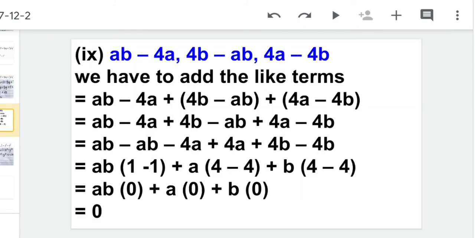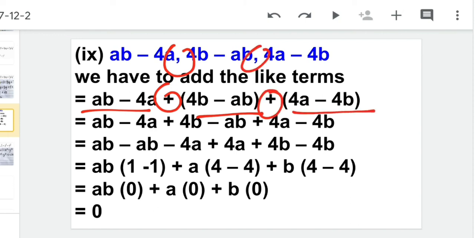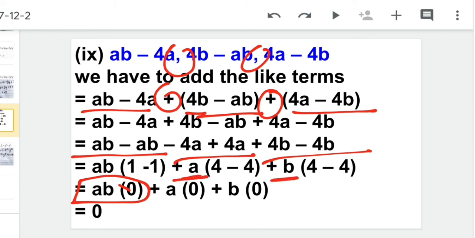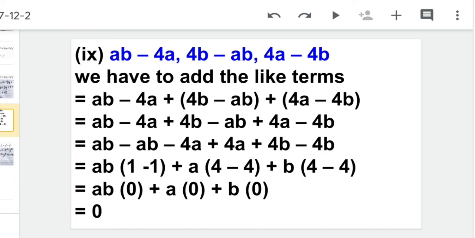Next part is ab minus 4a positive, ab minus ab positive, ab minus 4a minus 4b. Now we have to write all the like terms together first. So ab minus ab, minus 4a plus 4a, minus positive 4b minus 4b. So it will become 0, and here we have to take a and b common, and it will also become 0 because we have the same term, one negative and one positive, so our answer will be 0.